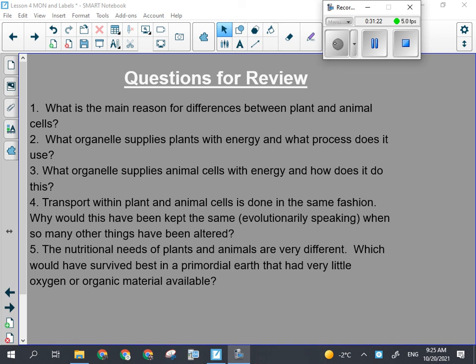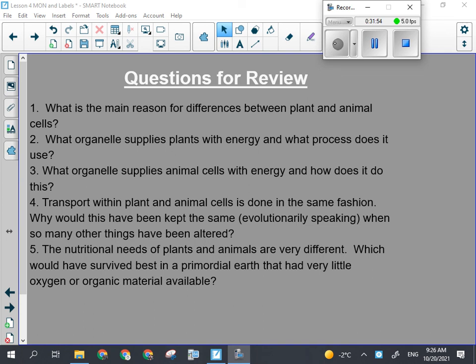Okay, what organelle supplies animal cells with energy? Lysosome, yeah, it's the one that digests the food and turns it into glucose. Okay, from there, everything else is the same. That glucose goes to the mitochondria. The mitochondria is where cellular respiration occurs. That is the breakdown of glucose using oxygen into carbon dioxide and water. Right? So the mitochondria is the next step after either the chloroplast or the lysosome.